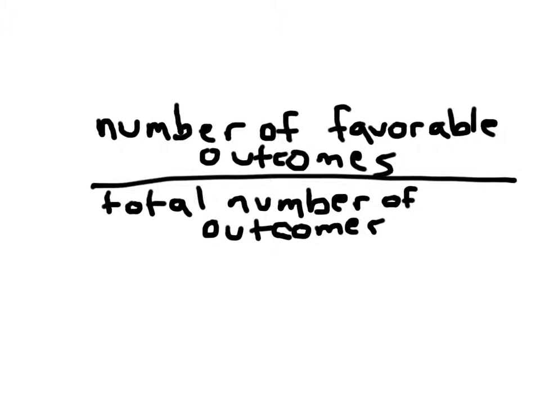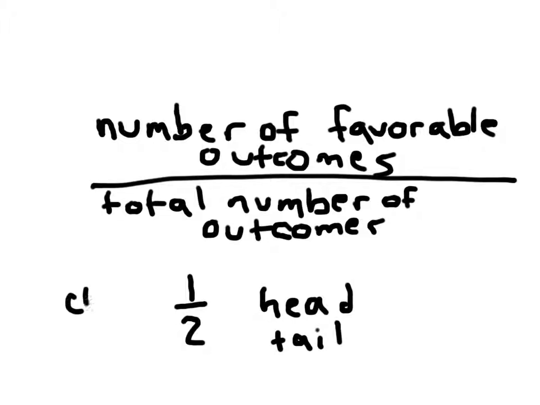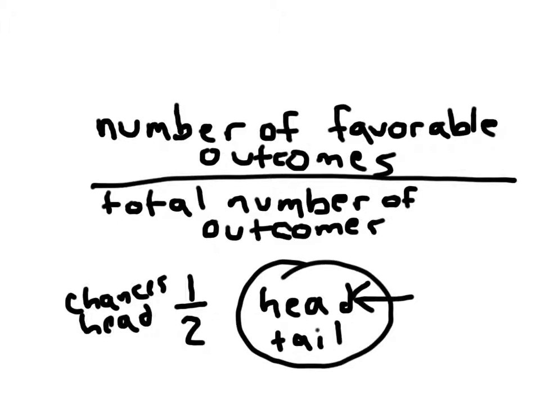So probability can be expressed as a fraction, where the numerator is the number of favorable outcomes, and the denominator is the total number of outcomes. So for our typical coin, 1 is the number of favorable outcomes for either a head or a tail, for that matter, and the total number of outcomes is 2, because you could either have a head or a tail. So the chance of a head is 1/2. And our 2 outcomes are head or tail, with our favorable outcome being a head in this particular case for that coin.